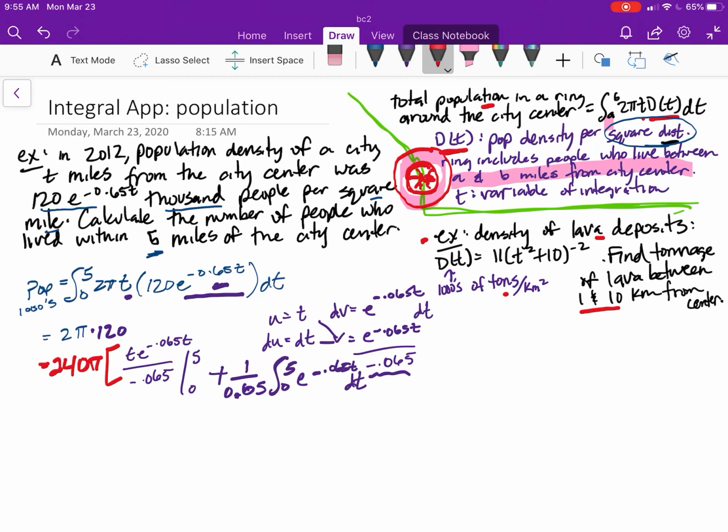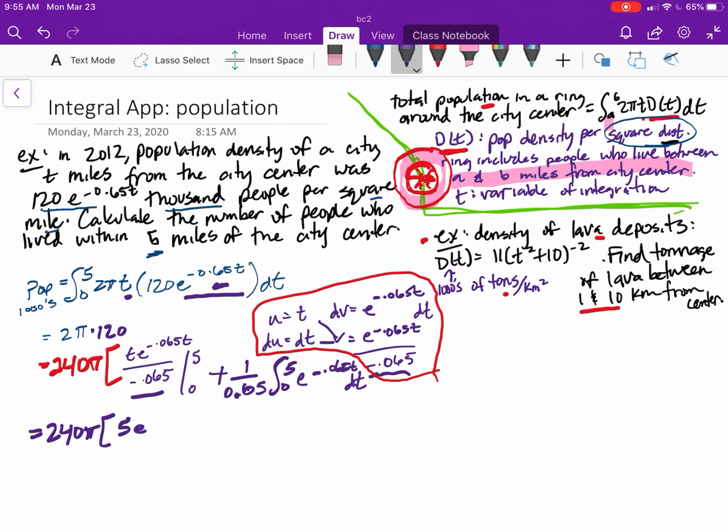Oh, I'm sorry, I'm getting ugly here. That's scratch work to do or by parts. The rest is the actual problem. Okay, so first let's take care of this here. Substitute 5 and 0. So when I plug in 5, so we still have this 240 pi up front. Plug in 5 with 5, e to the negative 0.065 times 5.